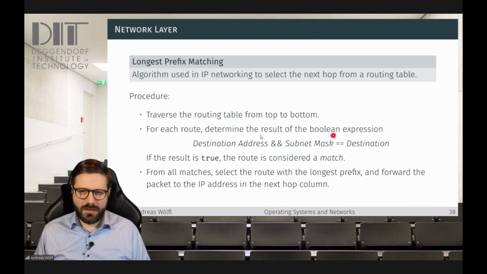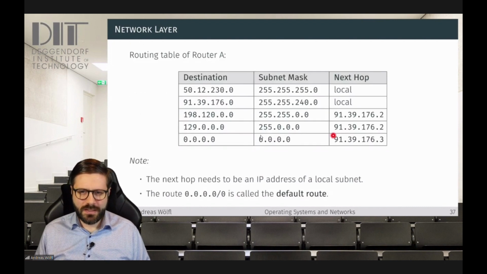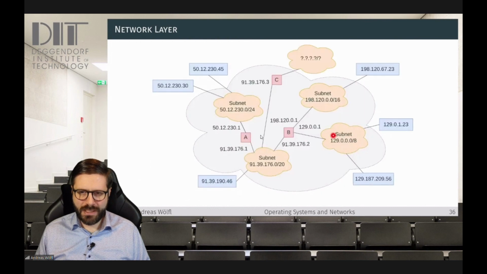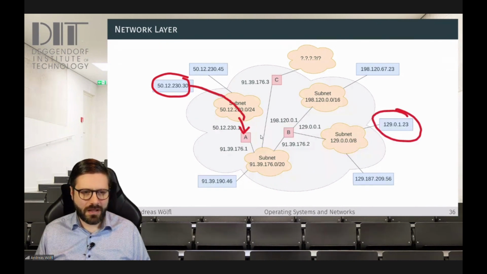Okay, let's do an example. Let's do an example with pen and paper, I guess. So the example is this again. So let's take this host. Destination is that host. And this packet arrives at router A. What happens at router A?